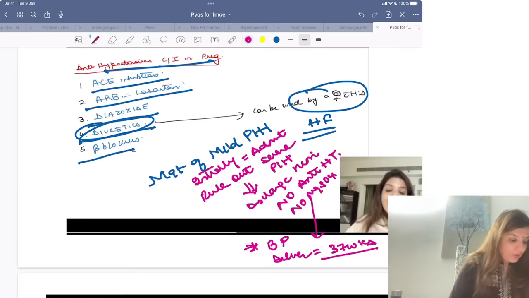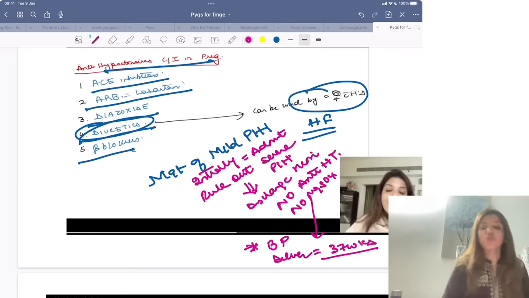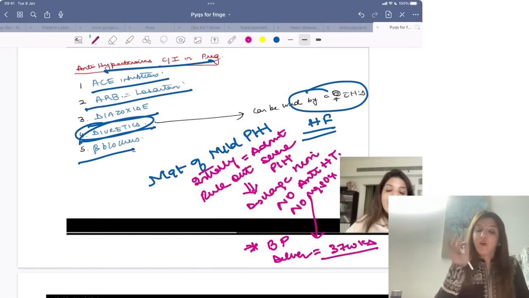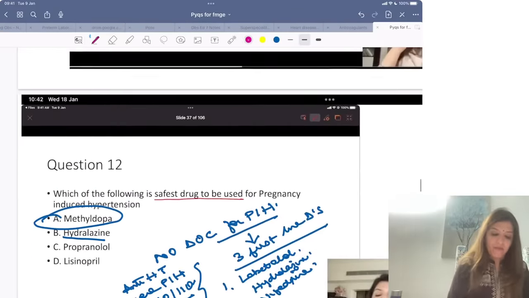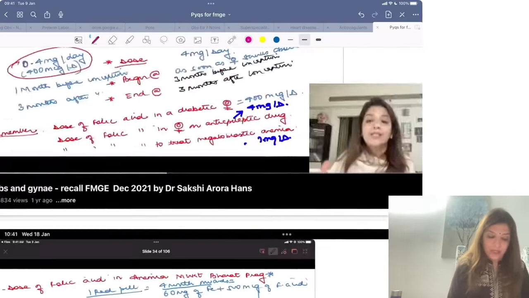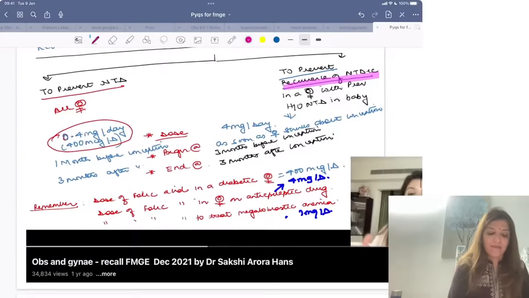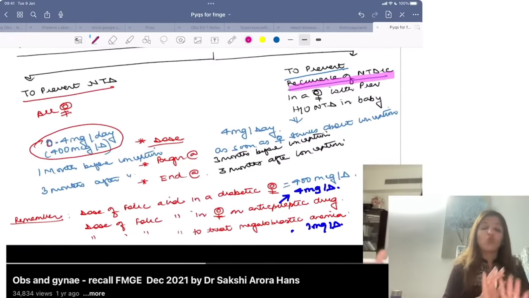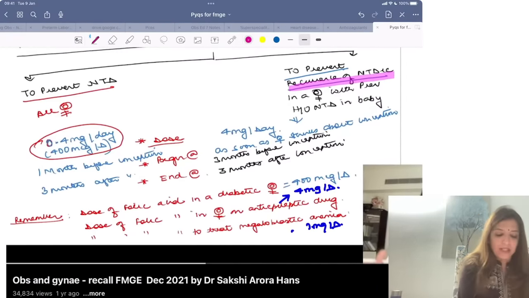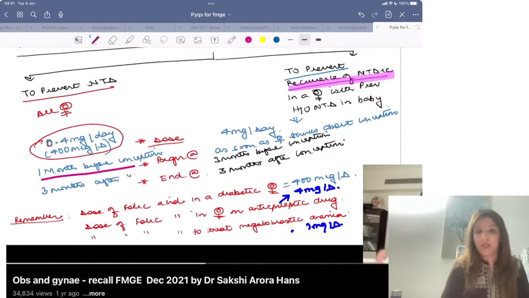Okay. Now, for previous neural tube defect, when I was telling you about folic acid, please remember that in all pregnant females, you begin folic acid 1 month before conception. But in females in whom there is a previous history of neural tube defect, you begin it 3 months before conception.